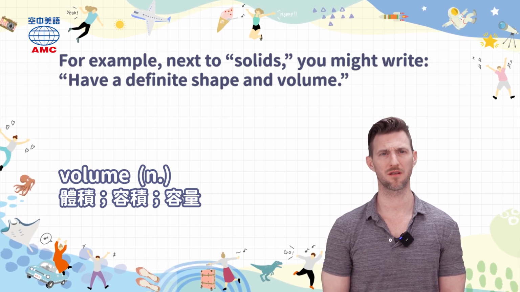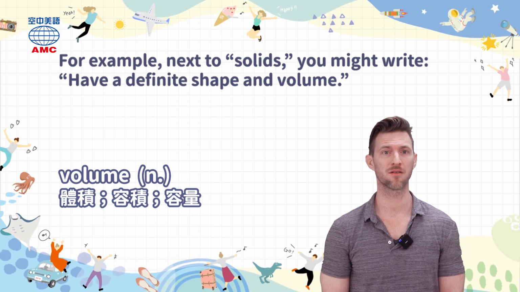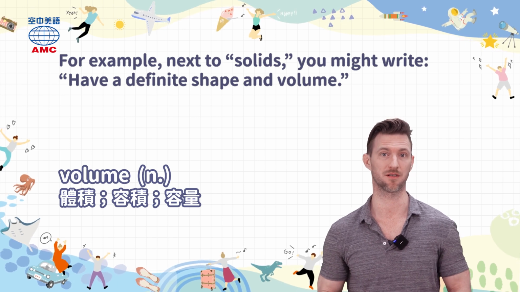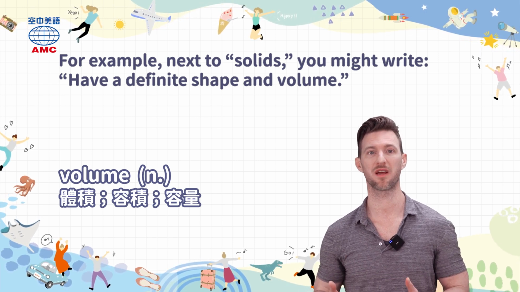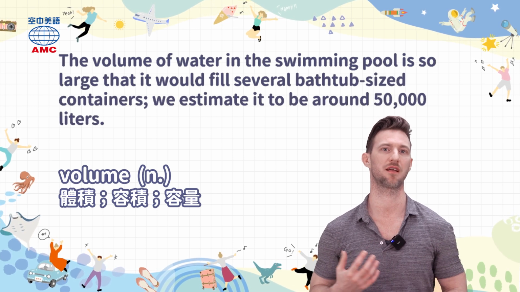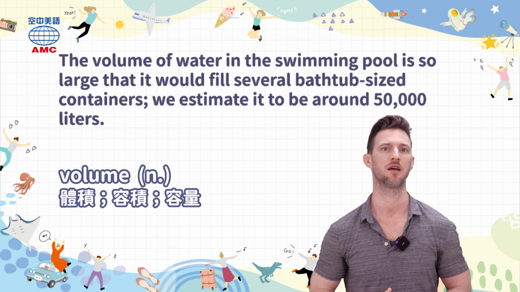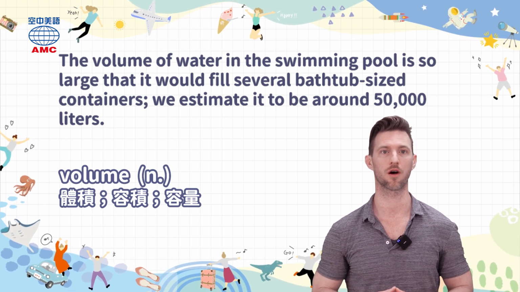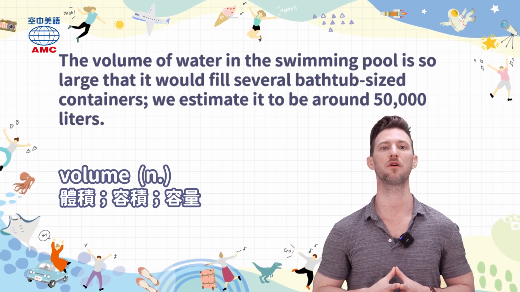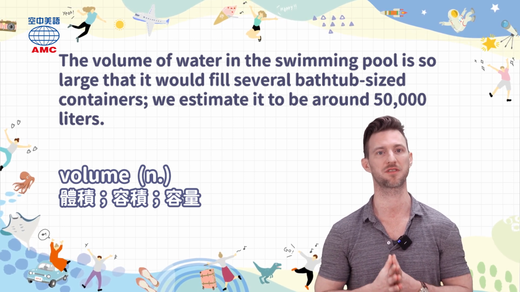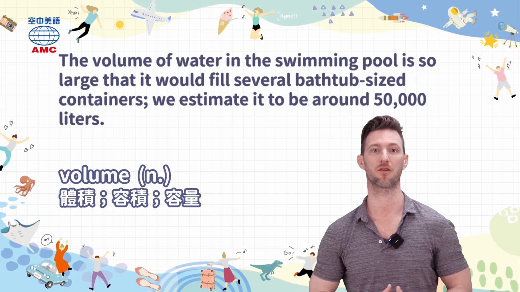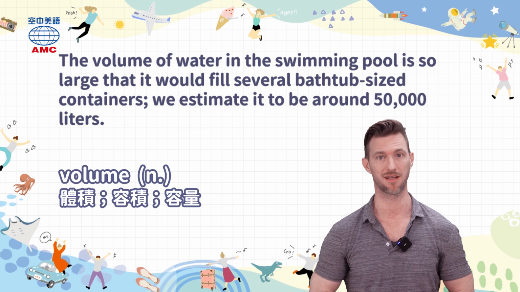Volume. The noun is the amount of space that an object or a substance fills. The amount of space that a container has. So an example sentence we could use would be, the volume of water in the swimming pool is so large that it would fill several bathtub-sized containers. We estimate it to be around 50,000 liters.